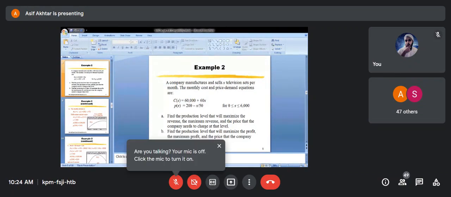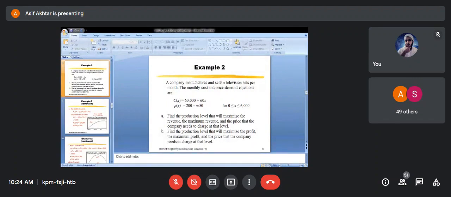Now let us see what is the first part of this question. The first part of this question is, what is the production level at which the revenue is maximum? What is the production level? This question revolves around the manufacturing of television sets, and X in this equation represents the number of televisions manufactured. So what is X here? X is the number of television sets manufactured by the company per month. So they are asking, what is the level of production? That is, how many televisions would be there at which the revenue attains its maximum?